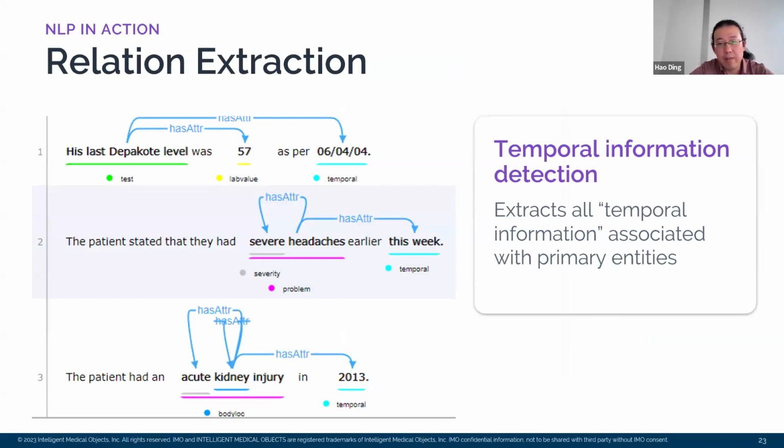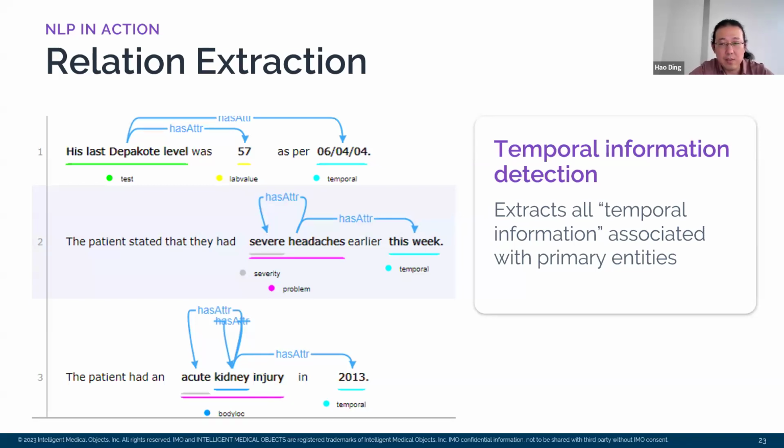And for medication, we have strength and dosage and route and frequency and all this information that can be related to medication. Again, relation extraction represents a key functionality in our clinical NLP that goes beyond the mere recognition of medical terms. It understands the relationships between them. For example, as shown in the example here, we can see that NLP is capable of capturing the date as a temporal relation to the test result.